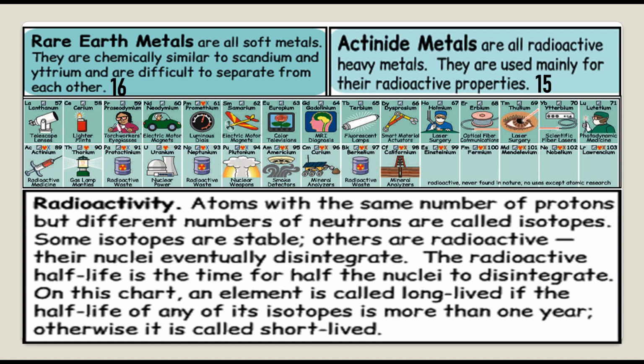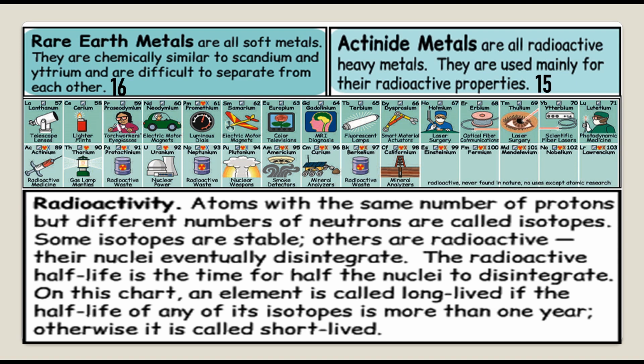Next, rare earth metals. There are 16 elements under this category. Rare earth metals are soft metals. They are chemically similar to scandium and yttrium and are difficult to separate from each other. This is about rare earth metals. Actinide metals are all radioactive heavy metals. They are used mainly for their radioactive properties. There are around 15 elements under this actinide metal category.